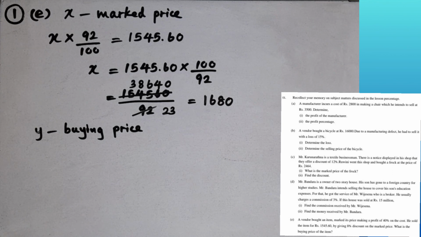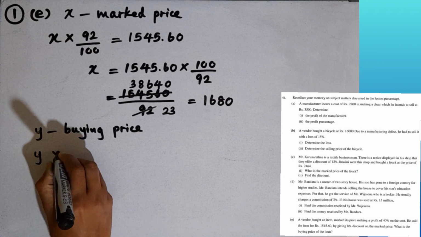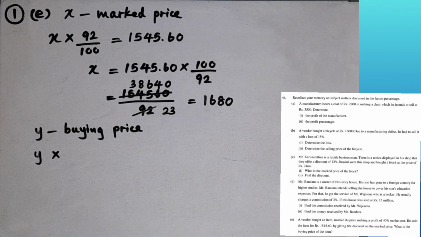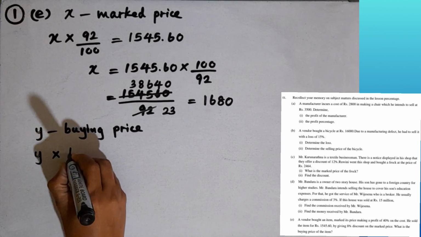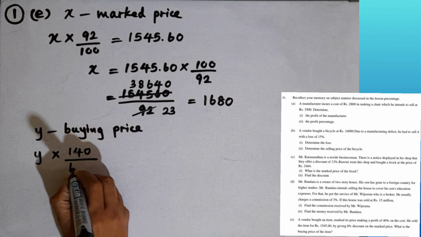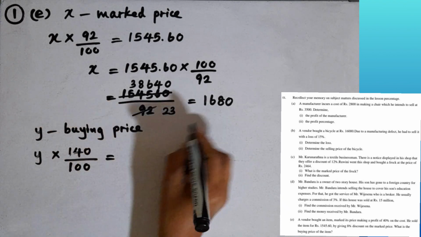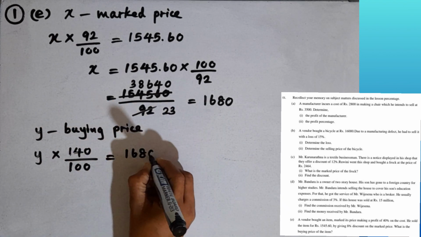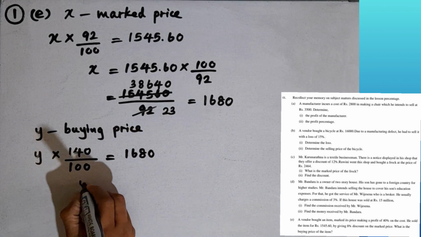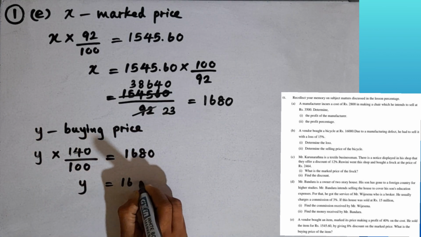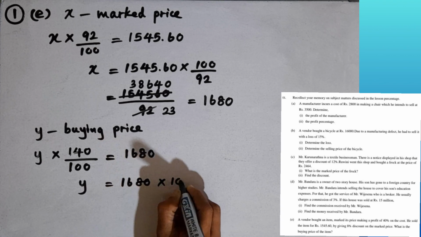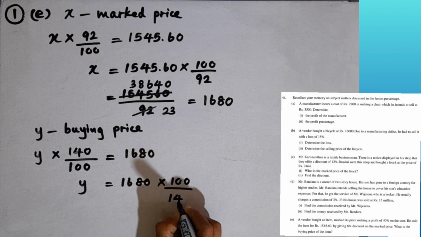Then we can write another equation. Y multiplied by 140 over 100, as he is intending to get a 40% profit, is equal to 1680. This is the marked price. So Y is equal to 1680 multiplied by 100 over 140.